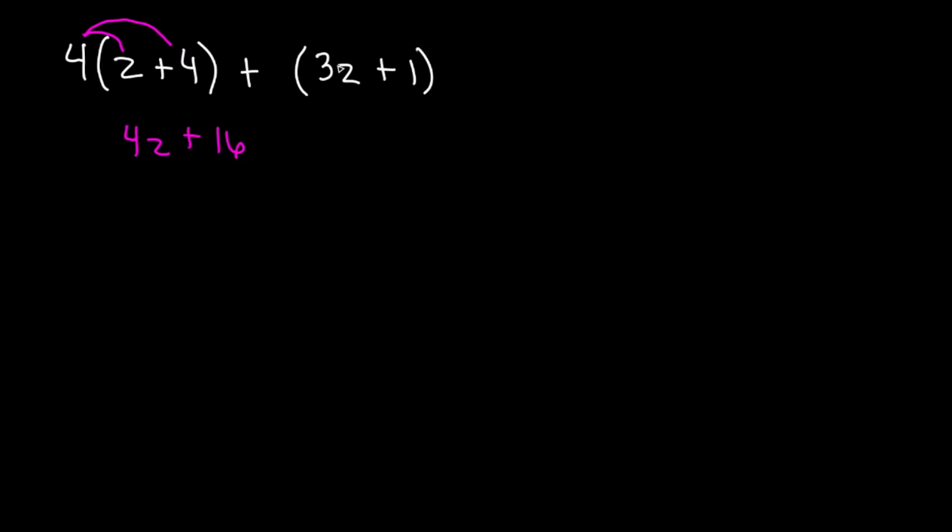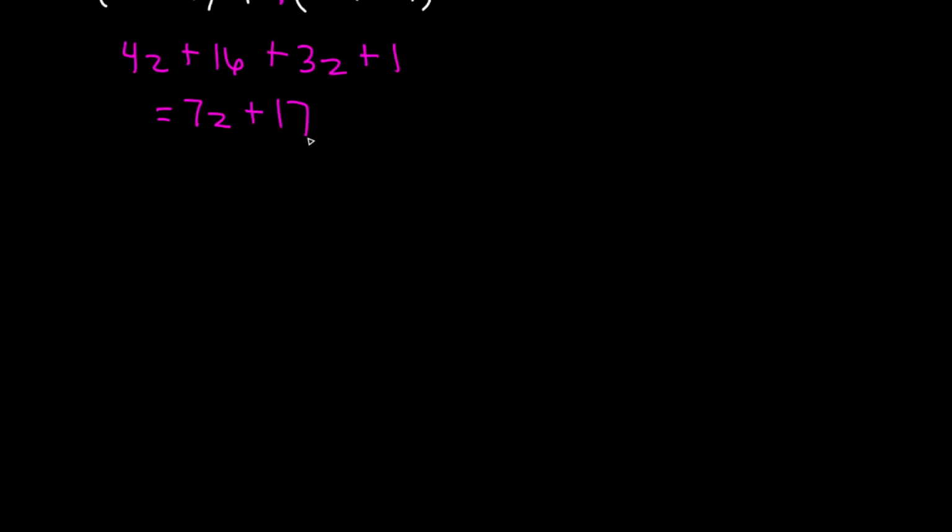Now what a lot of people like to do, and this will make more sense once we get a minus sign in the middle here, like why it's more useful to a lot of people, but they like to think of it as there's a 1 here. Because what you're doing is saying 1 times 3z for 3z, and 1 times 1 for plus 1. And then you can combine like terms. So 4z and 3z comes to 7z, and 16 plus 1 is 17.